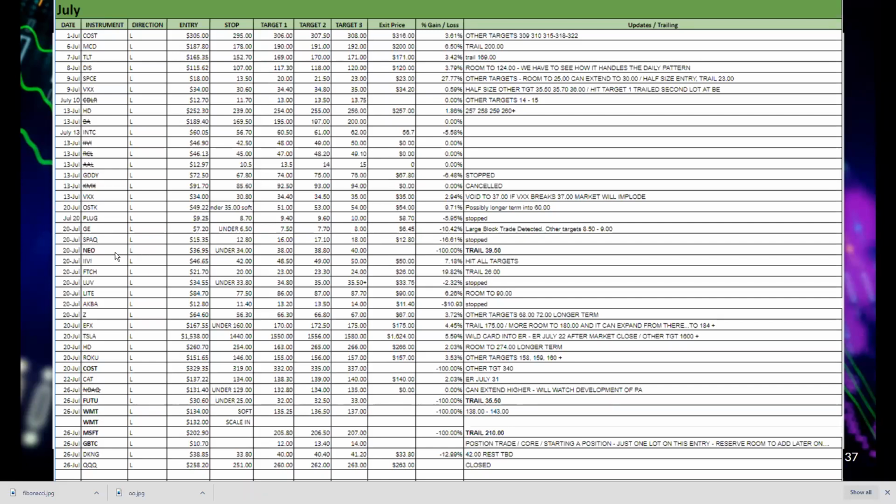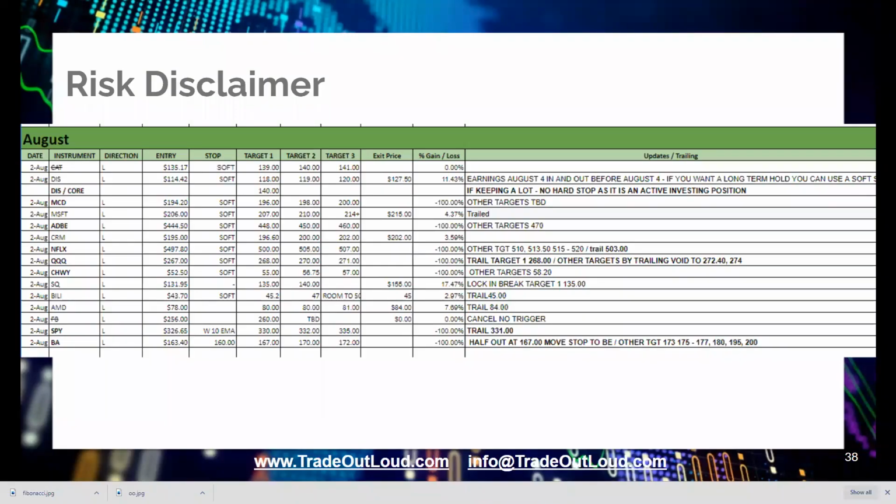NEO is one of the superstars as well. FUTU, massive, massive trade. We're just trailing 35.50 right now. We still have Walmart. As you can see right here, we're very diversified. And you can see Microsoft right here. We're still in the trade. GBTC, so we do have a little bit of Bitcoin there. Also, for the month of August, oh gosh, this is just the third trading day in August. Take a look how active we are.